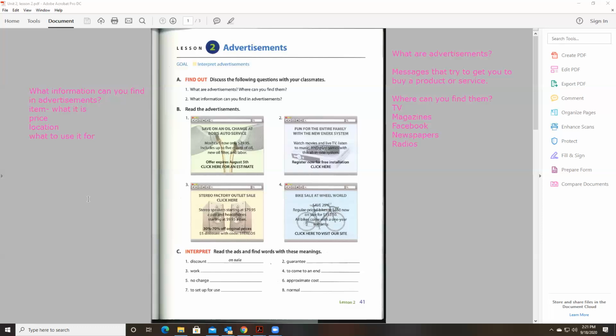Save 25%. Regular priced bikes at $150, now on sale for $112.50. All bikes come with a 1-year warranty. Click here to visit our site.